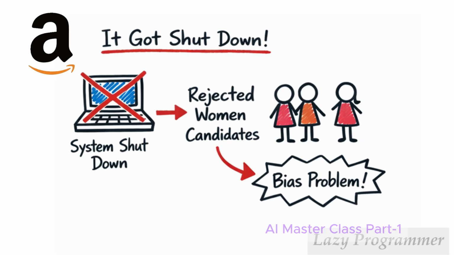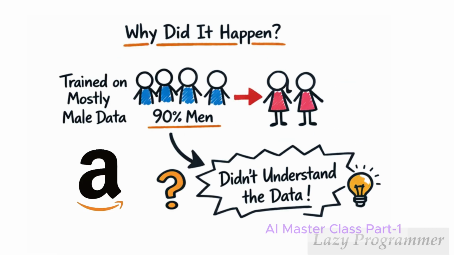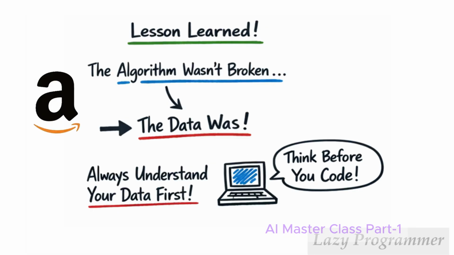Now, it was not because someone programmed it to do that. But because the data it was trained on was mostly male dominated and nobody stopped to actually understand what that data was actually saying. The algorithm wasn't broken here, the data understanding was. So before you touch a single line of code, let us talk about what your data is actually telling you.